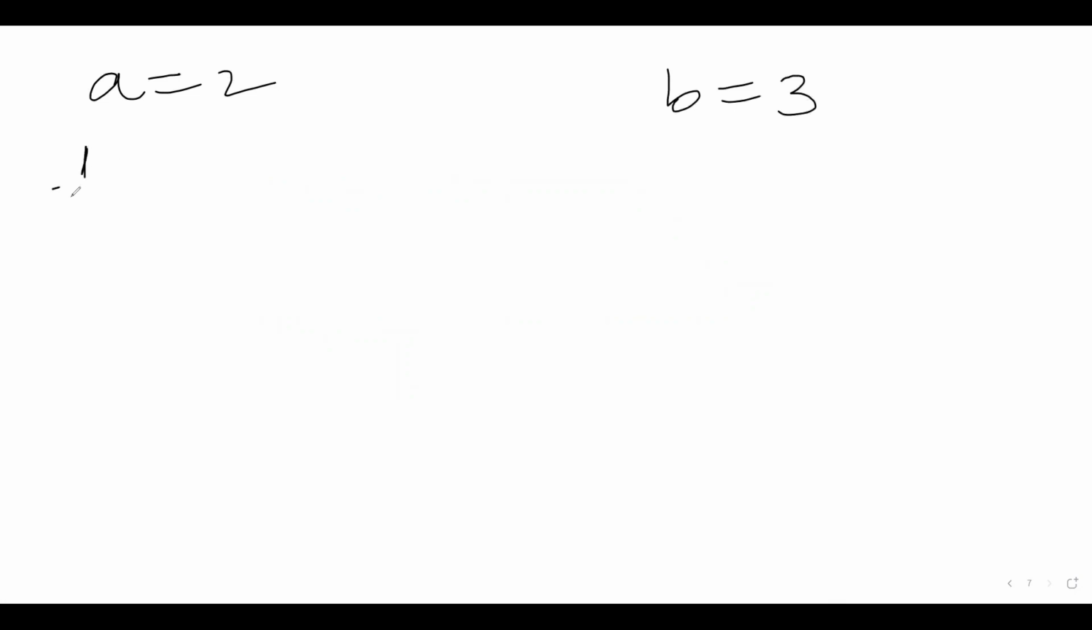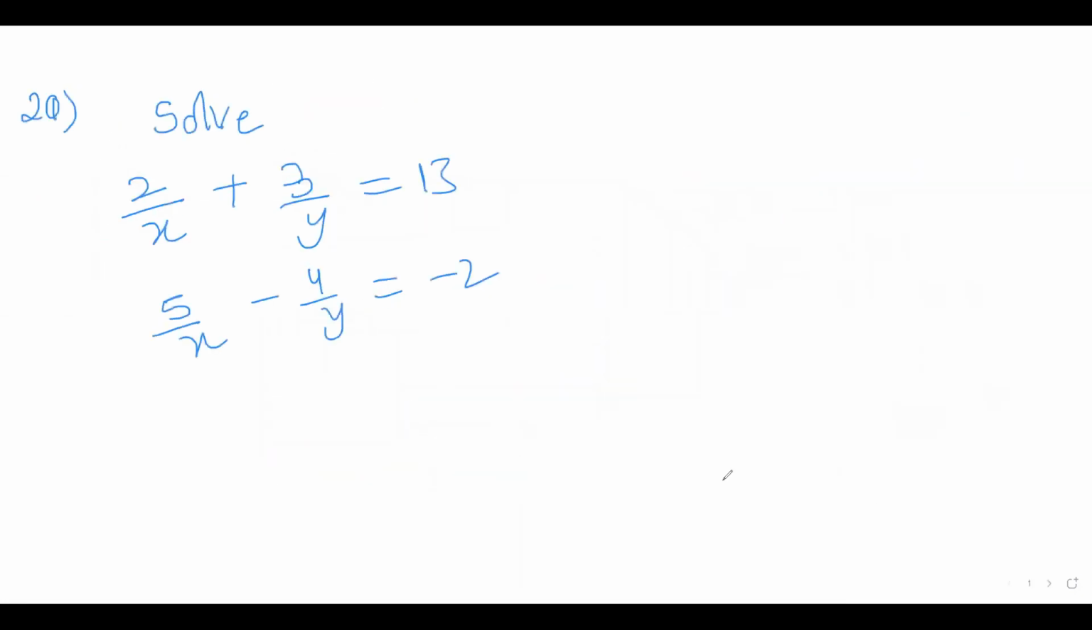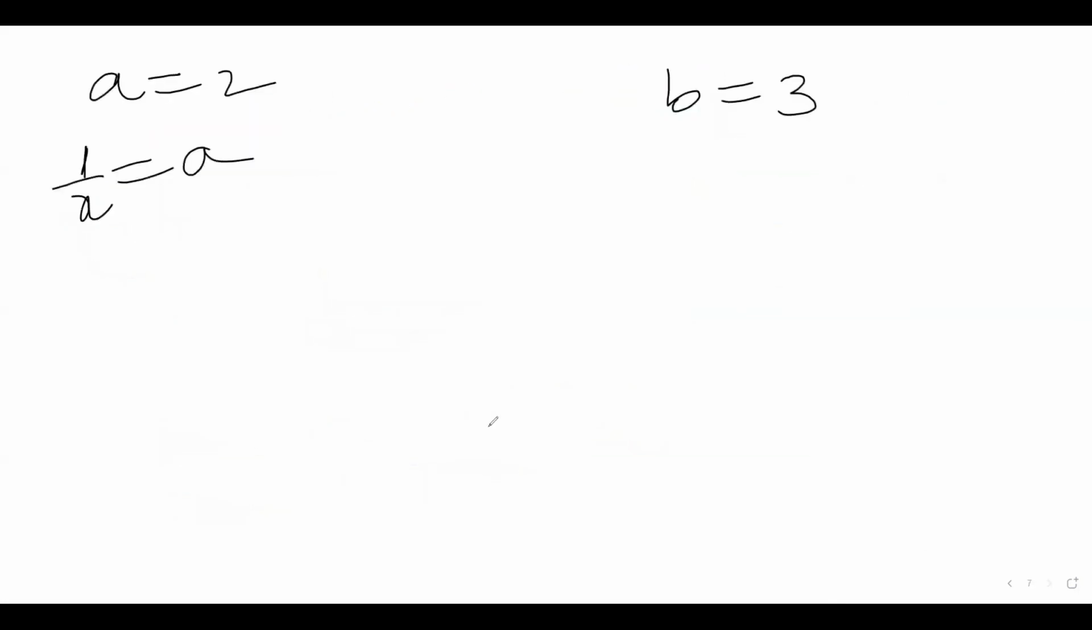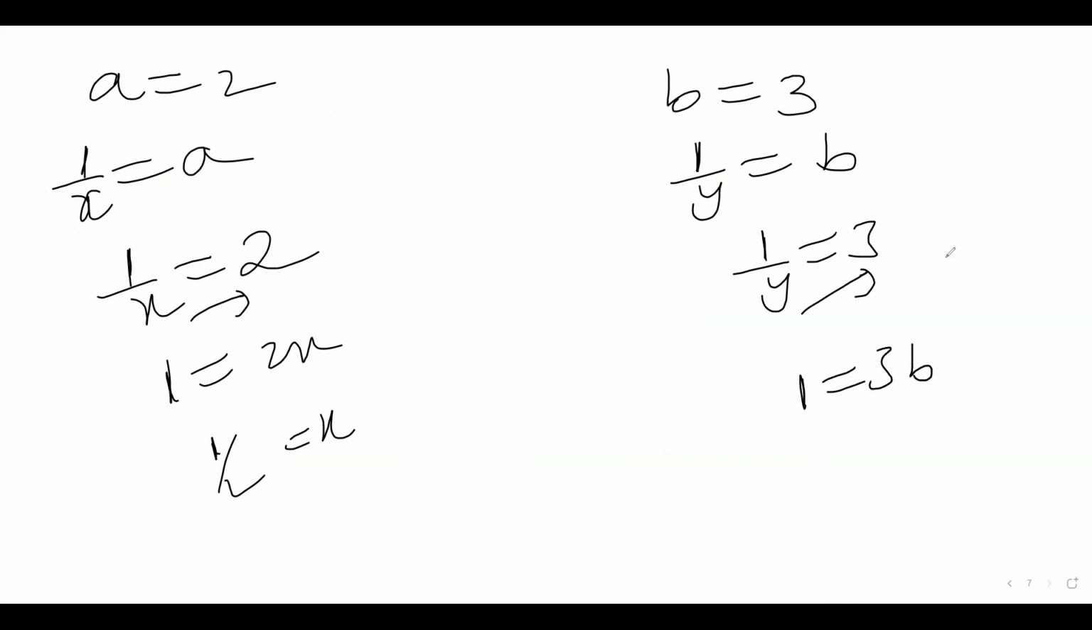I have taken 1 by x as a. If you go back and check, I have taken 1 by x as a, and 1 by y as b. I got a and b values. So now I will go back and write down 1 by x is equal to a. 1 by x is equal to a value is 2. 1 is equal to, cross multiply, 2x. x is equal to 1 by 2. I have taken 1 by y as b. I got b value 3, cross multiply, 1 will remain, y 3s are 3y.